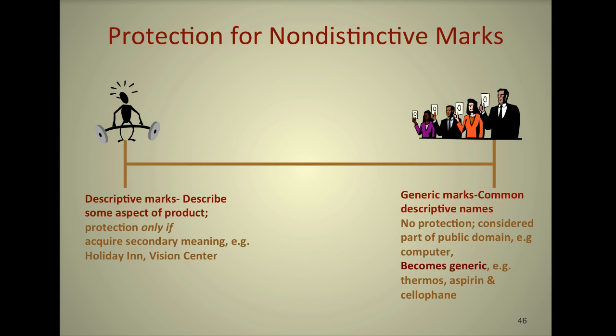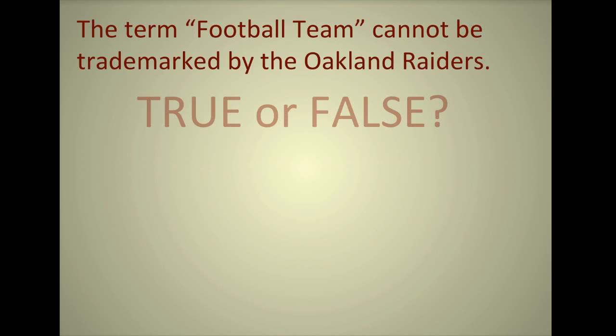So if a company doesn't do those kinds of things, then their trademark could become generic, and if it becomes generic, then anybody can use it. So the term football team cannot be trademarked by the Oakland Raiders. Now, I know some of you might laugh and say, football team, Oakland Raiders, they're not really a football team. Okay, but they are. I'm a Raiders fan, just so you know, so you don't want to make any negative comments about the Raiders. But the question is, the term football team cannot be trademarked by the Oakland Raiders.